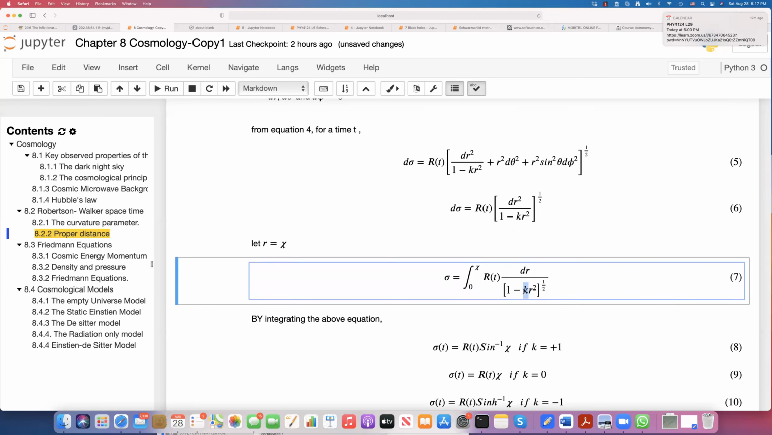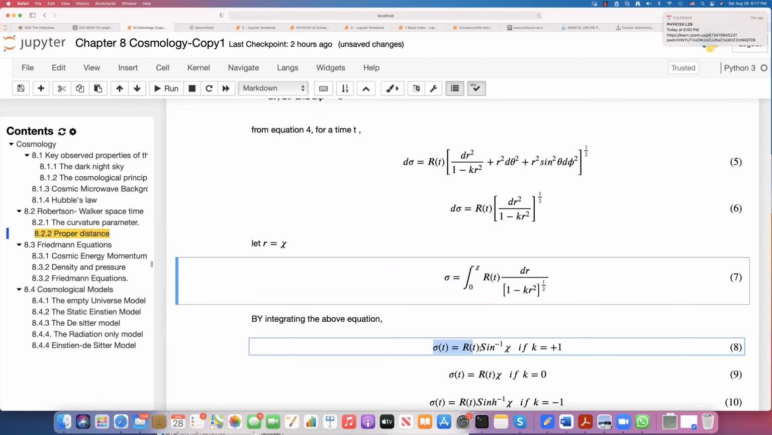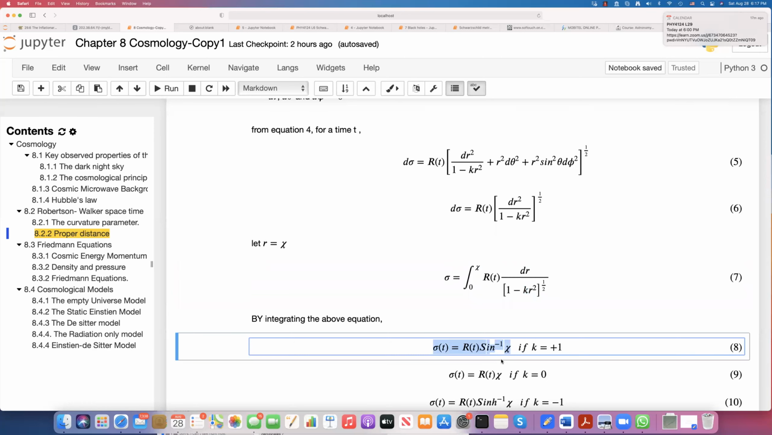And then you have to substitute the limits. The 0 limit will become 0. And once you substitute the other end, what you get is this expression right here for the proper distance, for k equal to +1. So that is for the positively curved space.